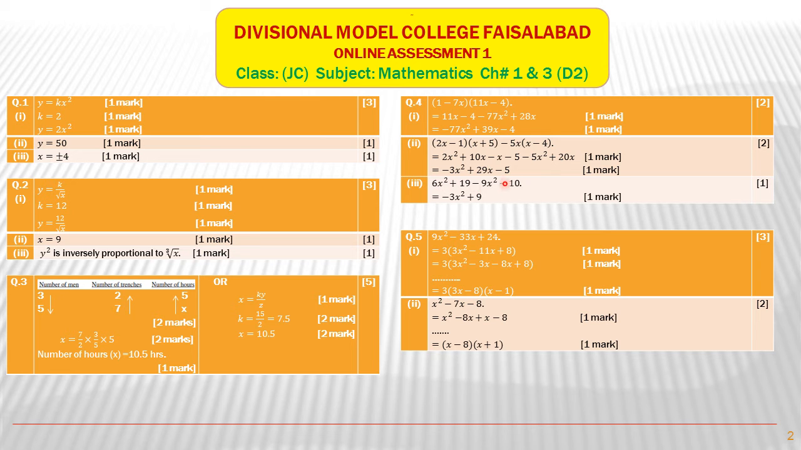This is already given in expanded form. You just have to collect the like terms and simplify. You will get this, and this will give you 1 mark.